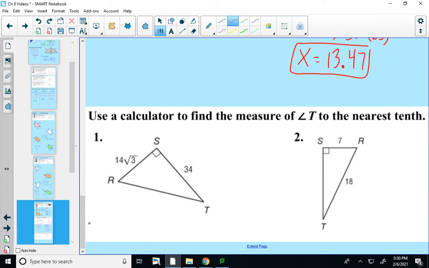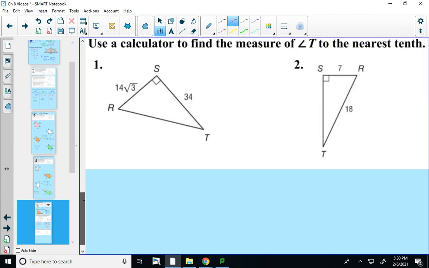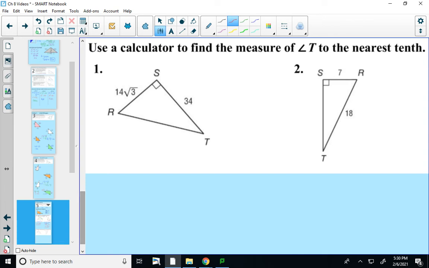So here I want to find the measure of an angle. We're going to follow pretty much the exact same process. So I want to find the measure of angle T. So that's the angle I'm finding. Look at the information that I'm given. It looks like I have an opposite side and an adjacent side. Again, I have to figure out which trig function I'm going to use. All right, so the function that tells me about opposite and adjacent is going to be tangent.